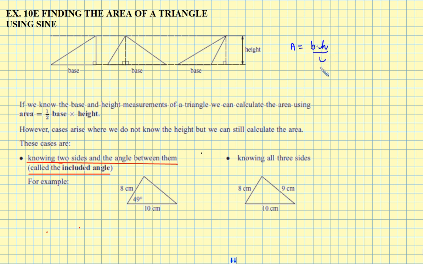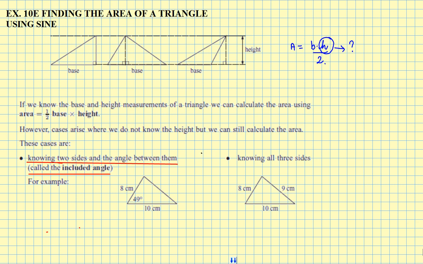But what I'm going to be showing you today is that it is also possible for us to find the area of a triangle even if we don't know what the height of that triangle is. So if the height is unknown, how do we determine that area without knowing the height itself?